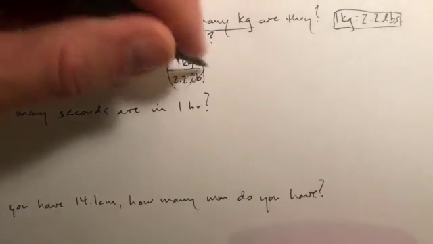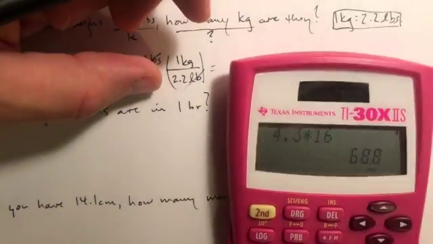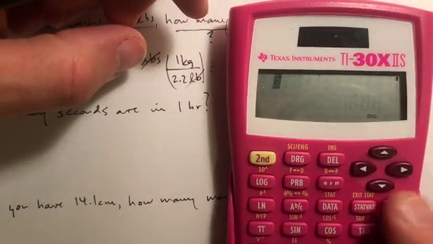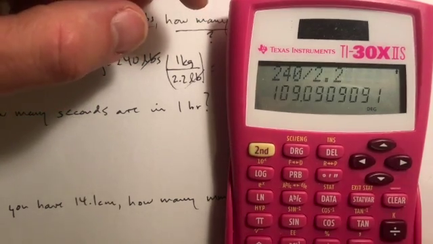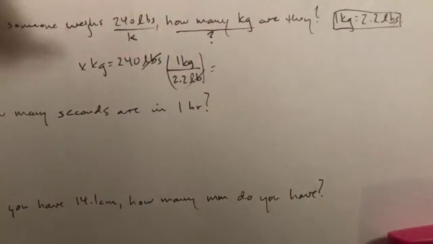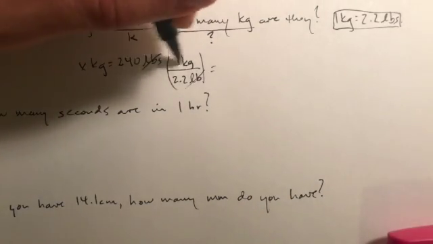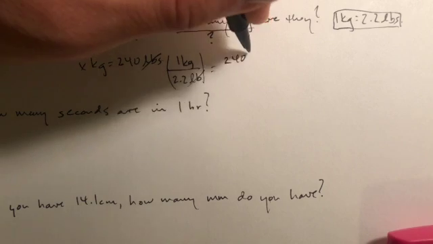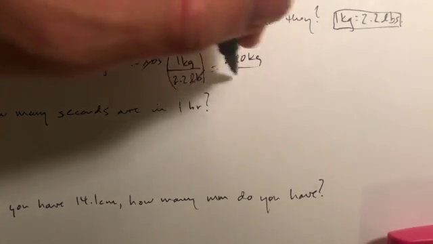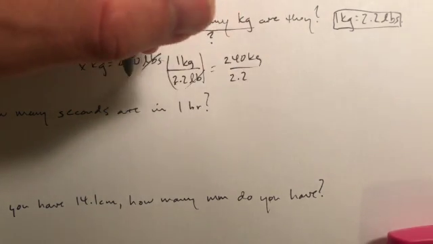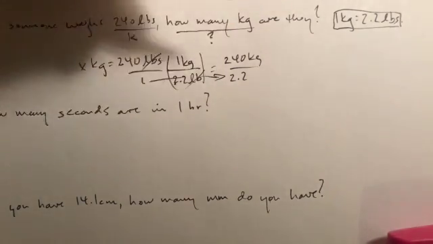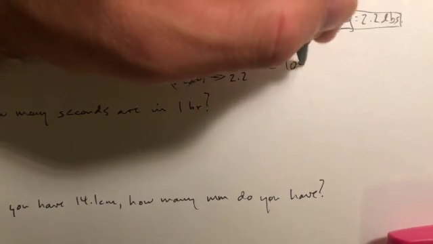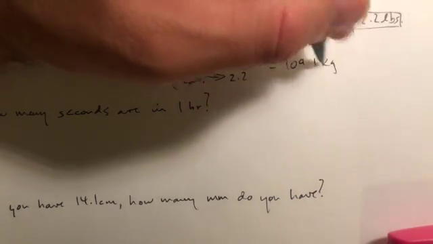So pounds cancel pounds. So here I'm going to go 240 divided by 2.2. That's 109.1. Again, I multiplied across the top to get 240 kilograms over 2.2. There's a 1 right here. Multiply those across, and that's how I get that. And then I get 109.1 kilograms.